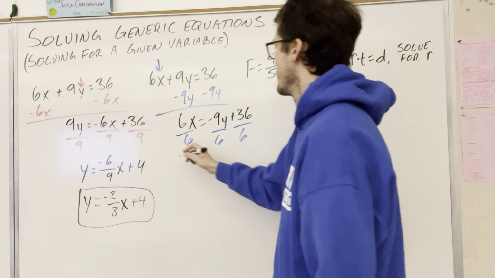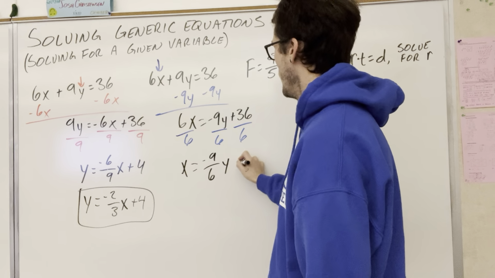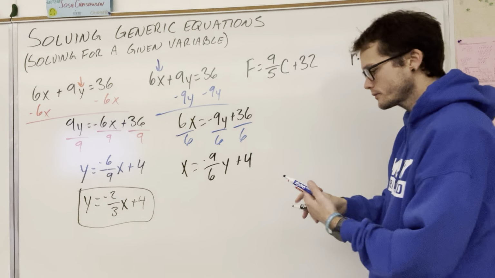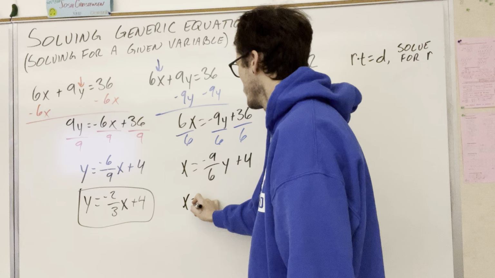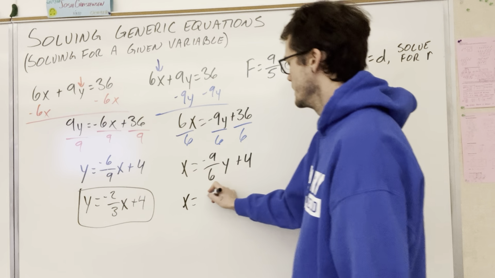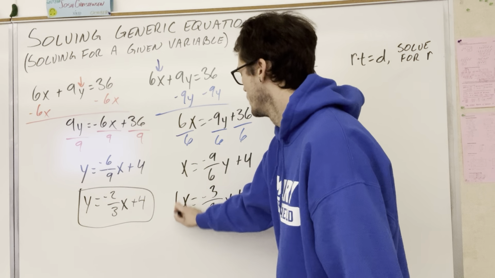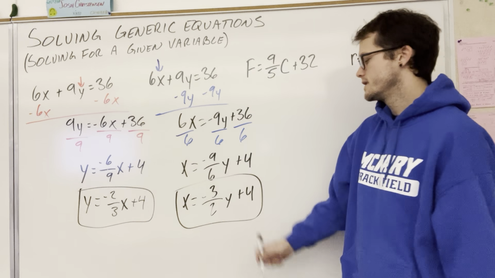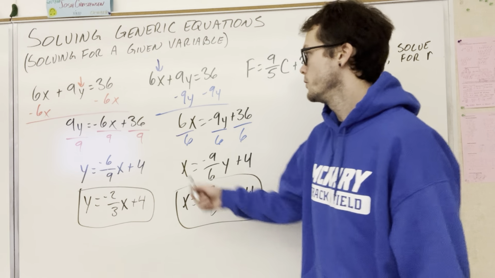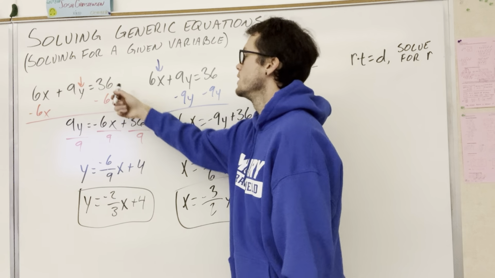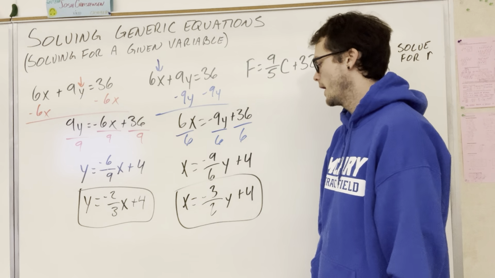And we see that x equals negative 9/6 y plus 4. And this can be cleaned up again ever so slightly. And we see that x equals, this is going to be negative 3/2 y plus 4. Now again, what value does this equation have to us? I don't know, but we can do it. It's true. We started with the same equation in standard form. Over here in red, we solved for y. Here in blue, we solved for x.